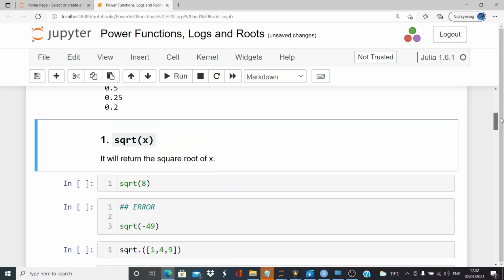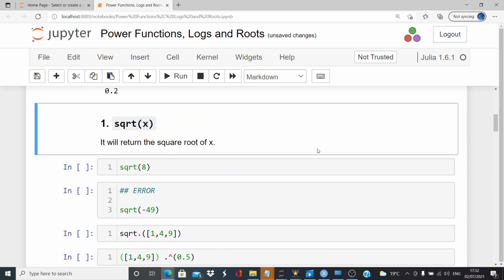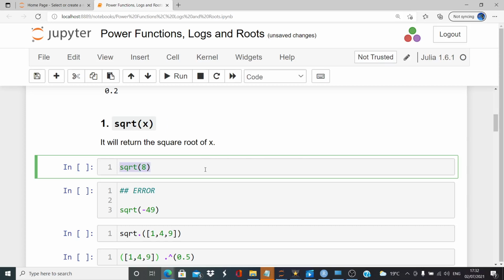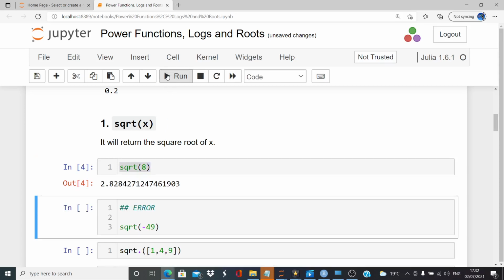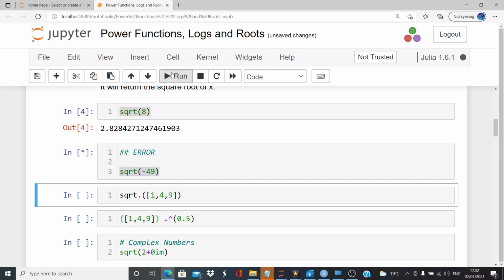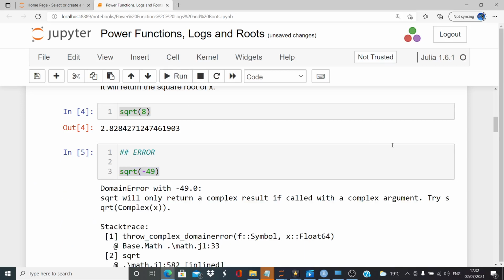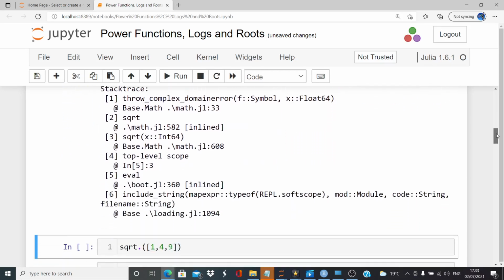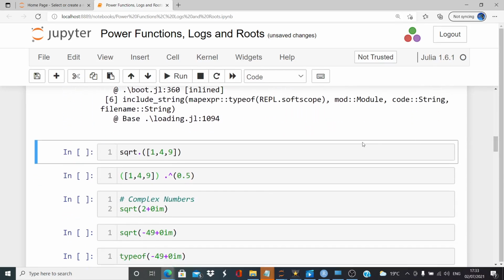Now let's look at some proper functions here. First off, we have the square root. Here we have the square root of 8. Straightforward enough. Let's just try that out to see how that would work for a negative number. So here we have the square root of -49. That's going to give us an error there. We'll come back to how we would do that shortly. So it has to be a positive number.